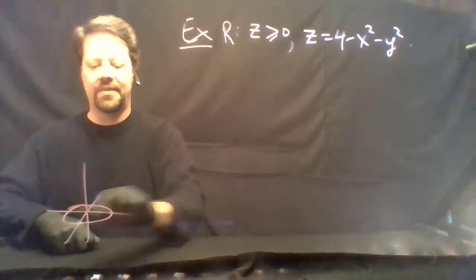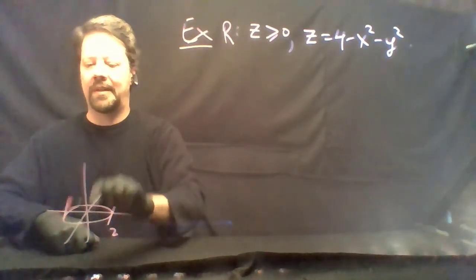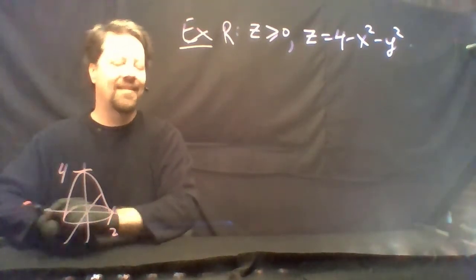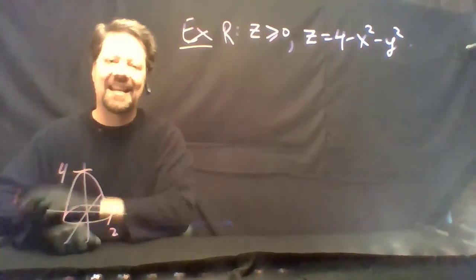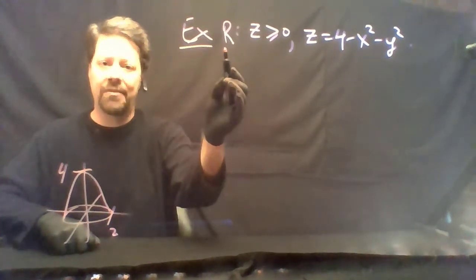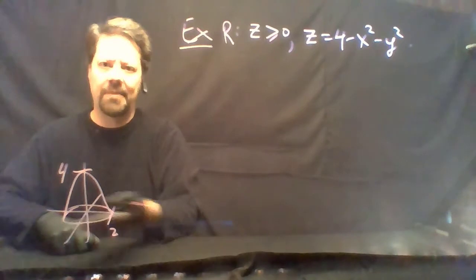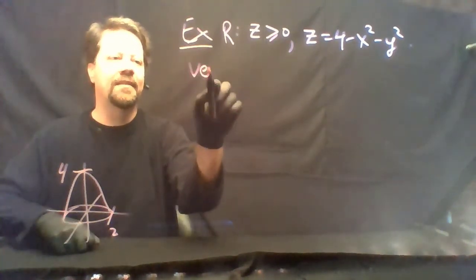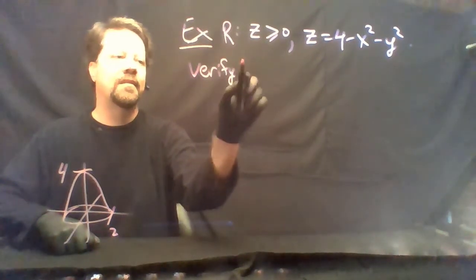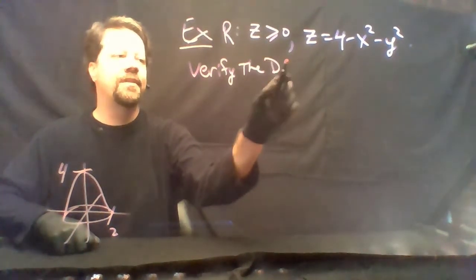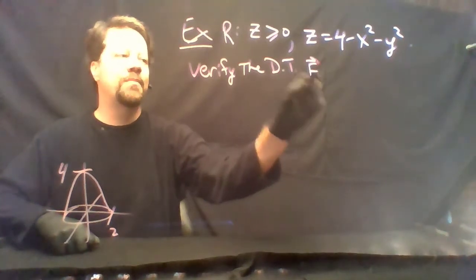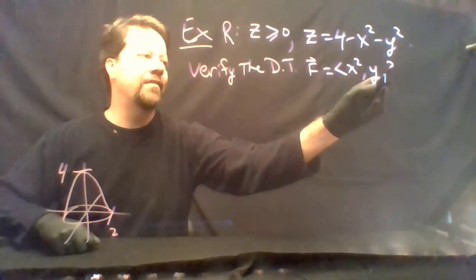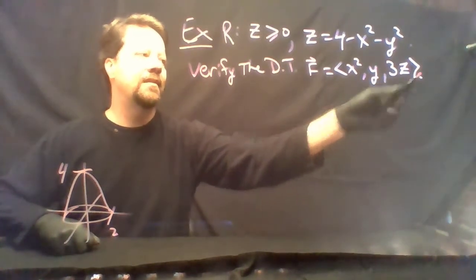So we have a circle of radius 2 in the xy plane capped by an elliptic paraboloid peaking at 4. The solid region inside is the region R. The boundary then will have two faces, the bottom face and the top part as well. Let's verify the divergence theorem, where we'll assume that the vector field F is x squared, y, and then 3z.